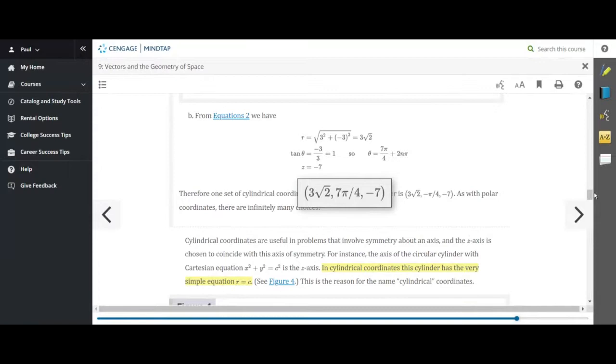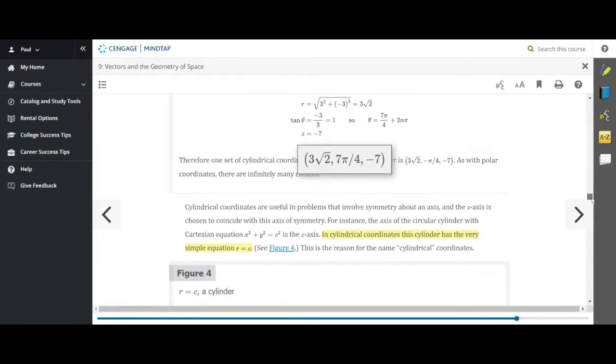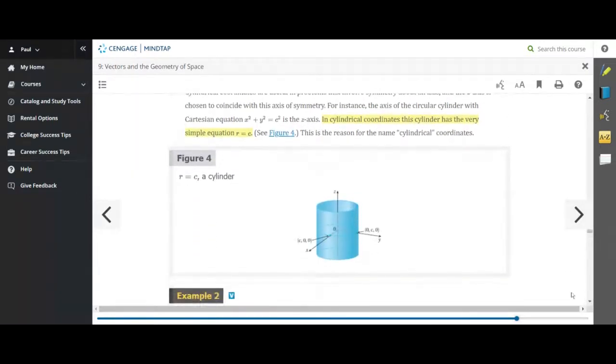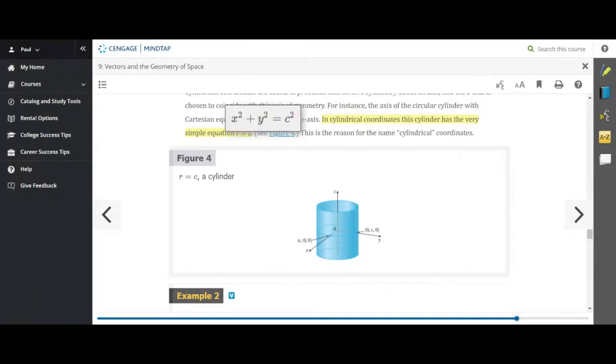Okay, now sometimes, like if you have a cylinder here with radius c, it has Cartesian equation x squared plus y squared equals c squared. But the cylindrical equation, the equation in cylindrical coordinates for this cylinder, is just r equals c.